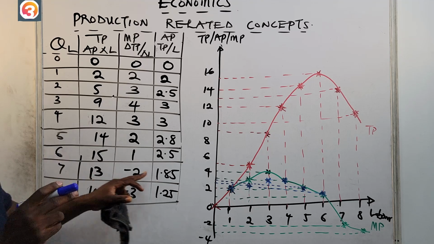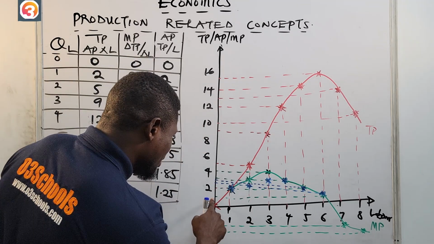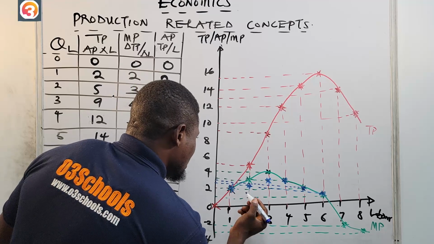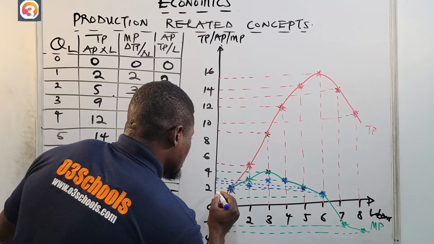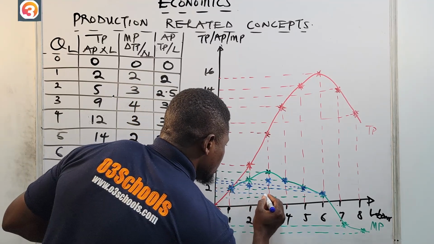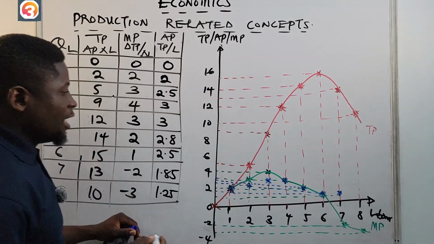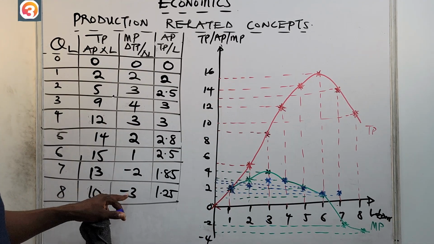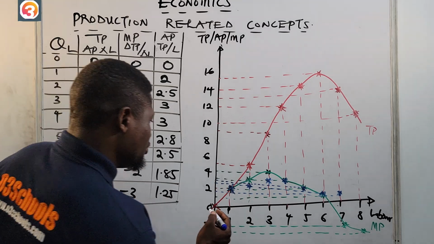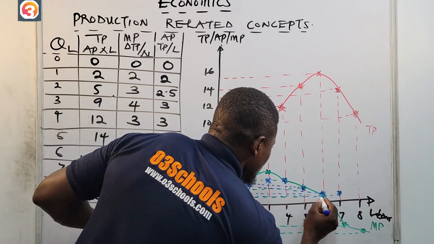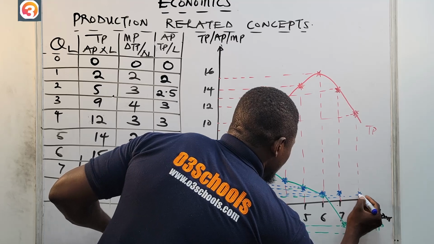When it was 7, it was 1.85. Where's 1.85? 1.85 is between 1 and 2. Okay, so let us just say somewhere here. Okay, 1.85. Then when it was 8, it was 1.25. 1.25 will just be somewhere here also. Okay, just below also.